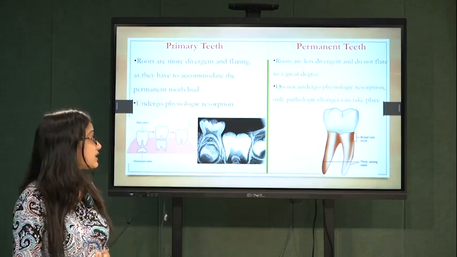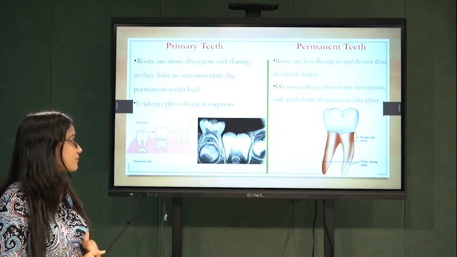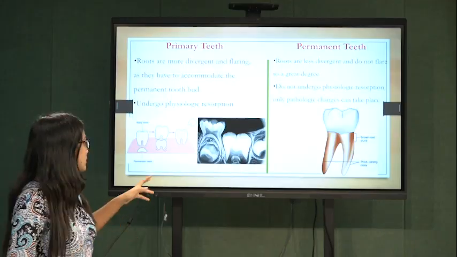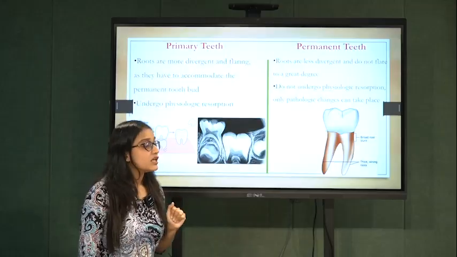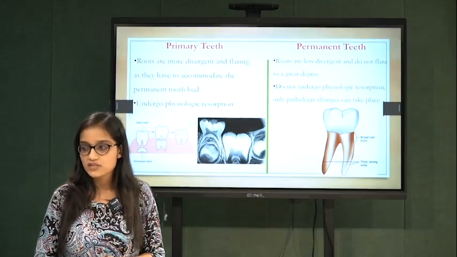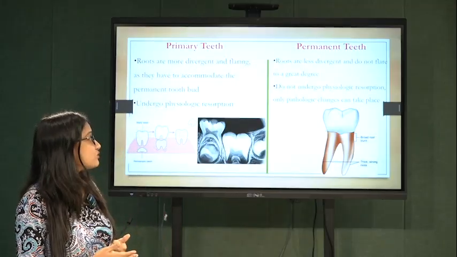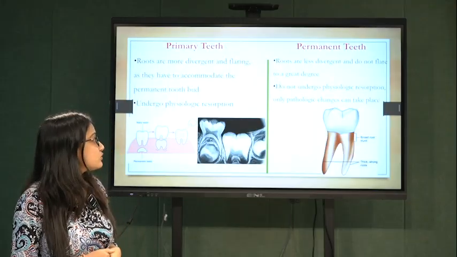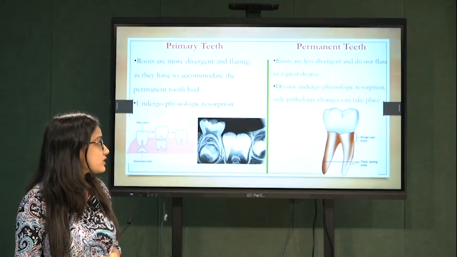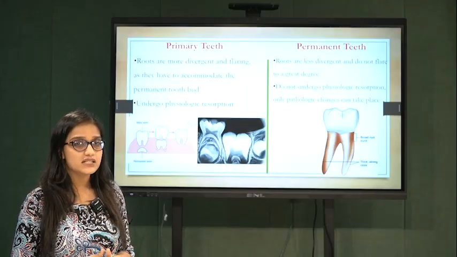Then primary teeth undergo physiological resorption. As the roots undergo physiological resorption, the permanent tooth will erupt. Now in the permanent teeth, roots are less divergent and do not flare to a great extent. They do not undergo physiological resorption. Here only pathological changes take place.